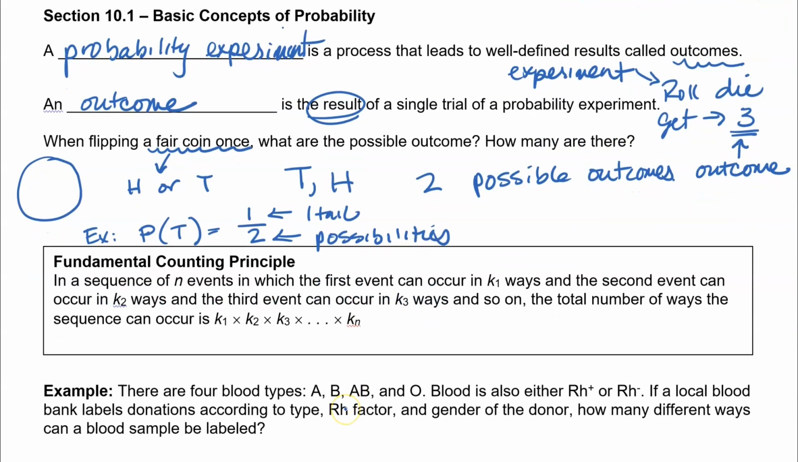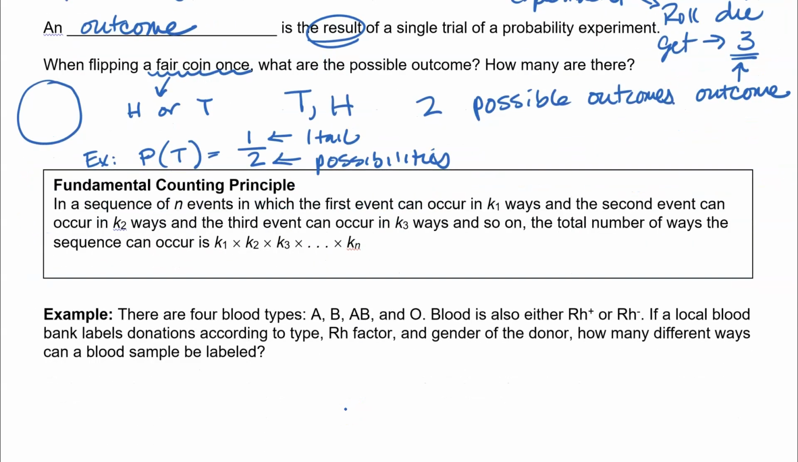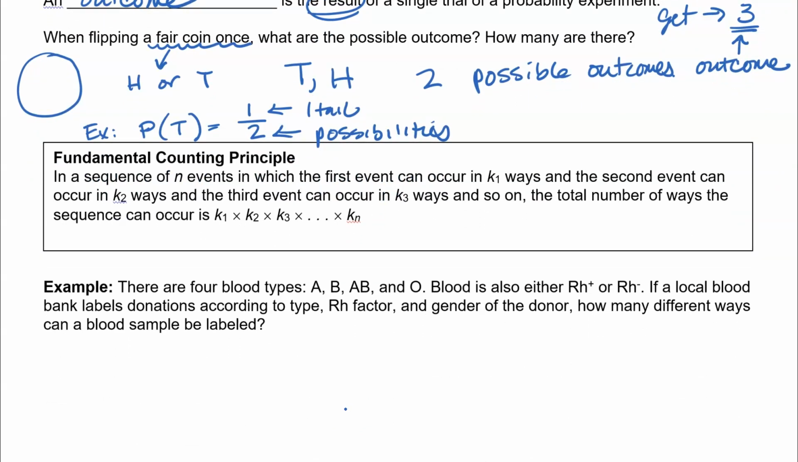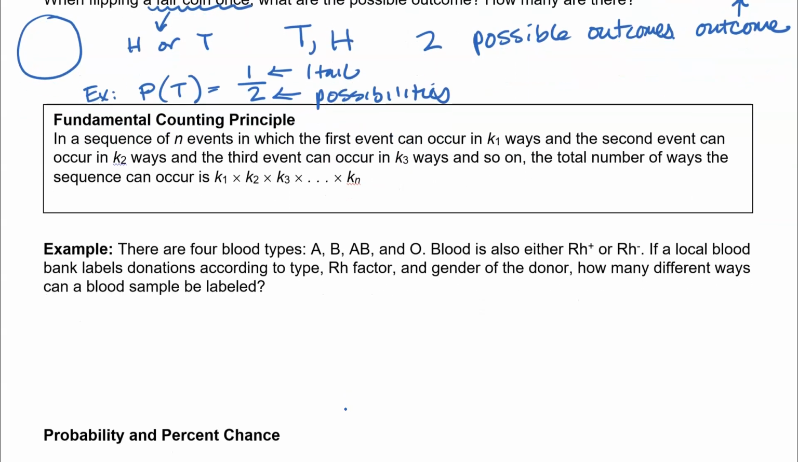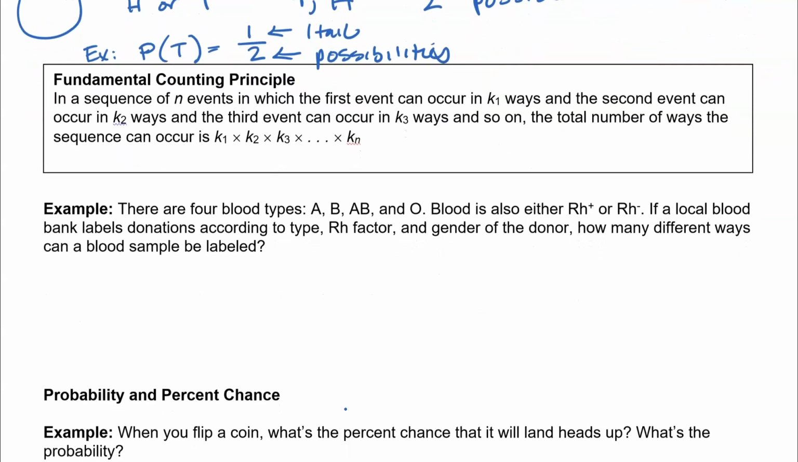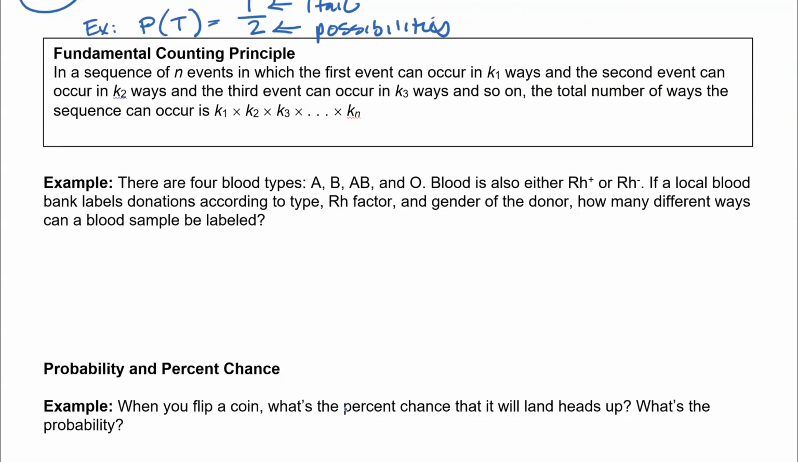When we do probability experiments and we're asked to find probability, we always want to know what the total number of possibilities are, and sometimes it's easy to count, like in flipping a coin, it's very easy to see that there are 2 options, head and tail, but sometimes we have lots of different options. So that's where this fundamental counting principle comes in, and this helps us deal with situations where we have a sequence of events, and they can each occur in more than one way.